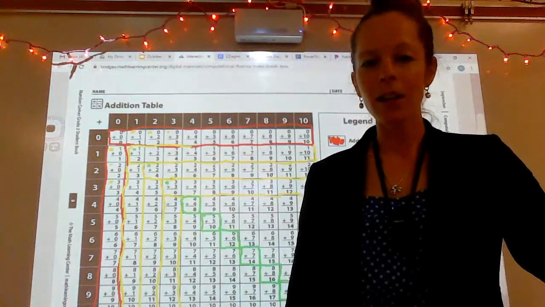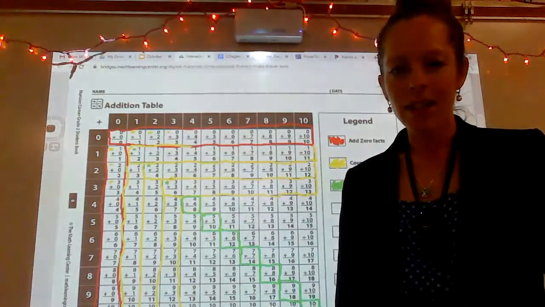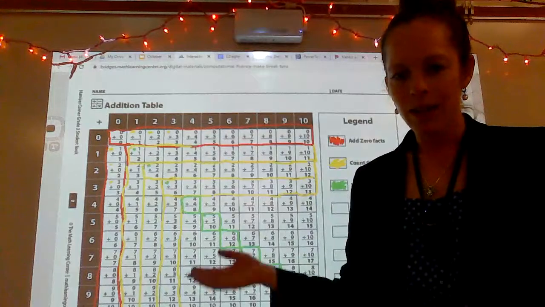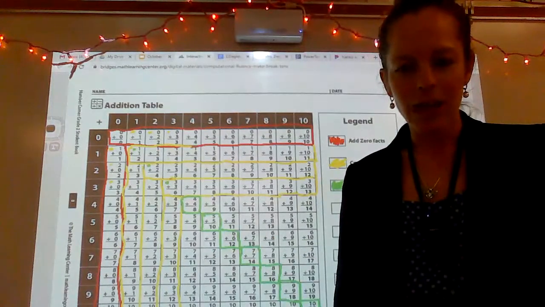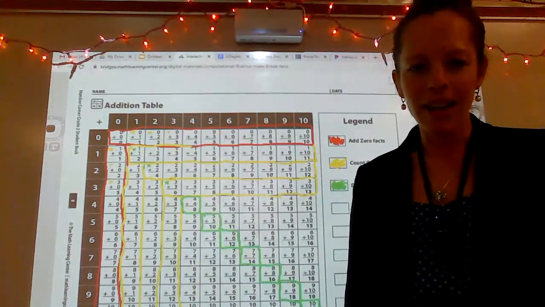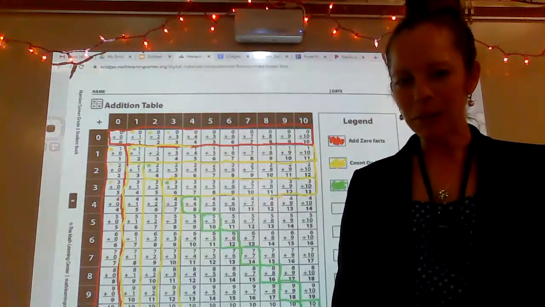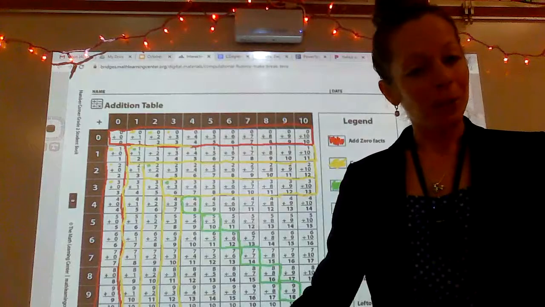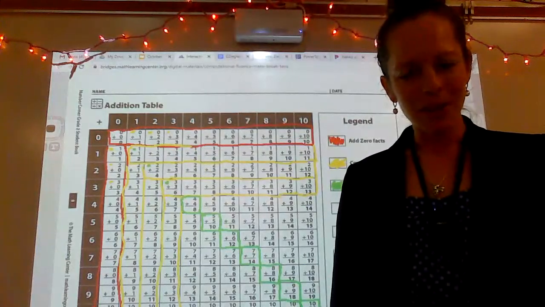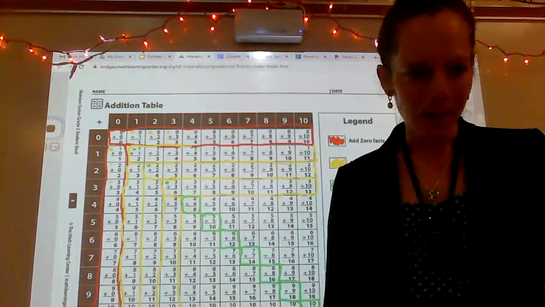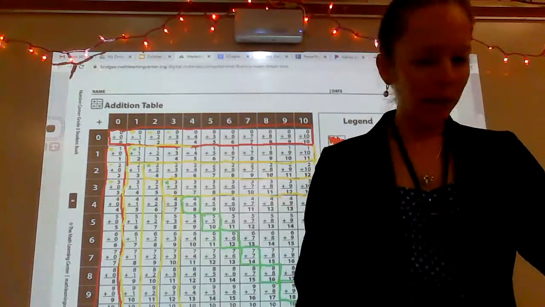And when you're done, you can go to our Seesaw page and find the attachment with this digital version of the addition table, and you can do some highlighting there afterwards. If that is too difficult for you, then you wait till we're back face to face and we will do the highlighting separately on a paper copy. All right, so here we go.